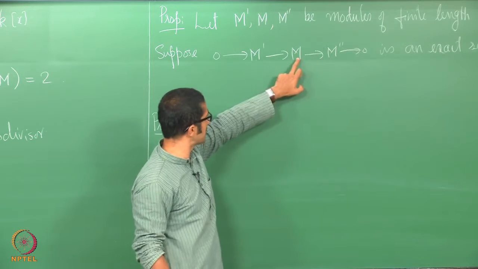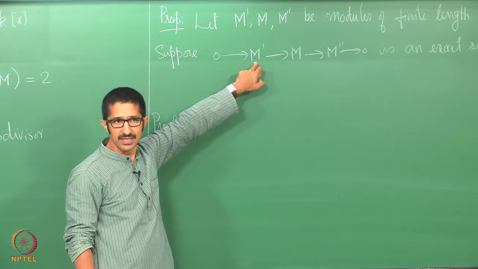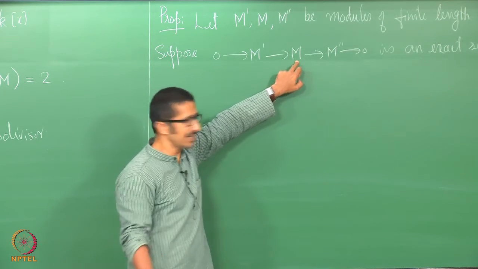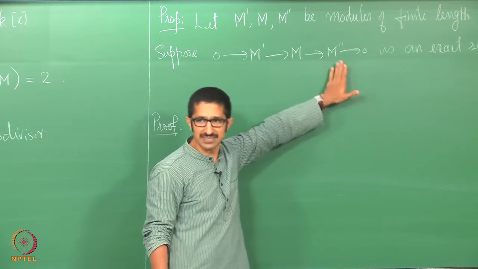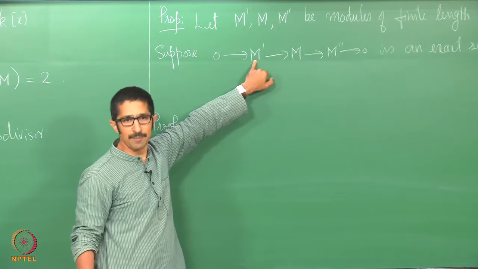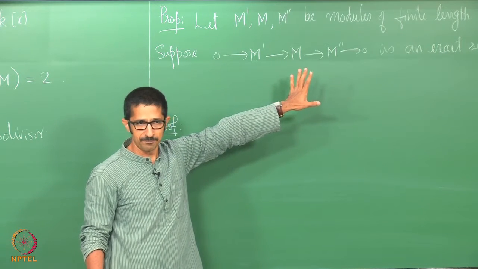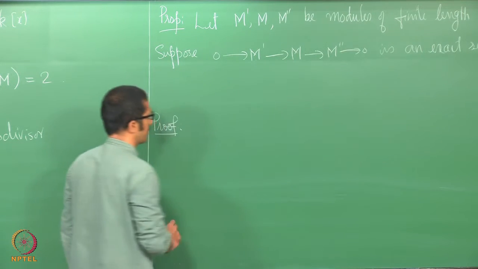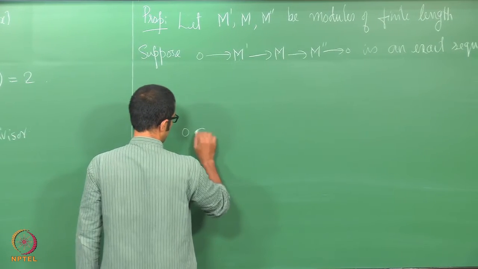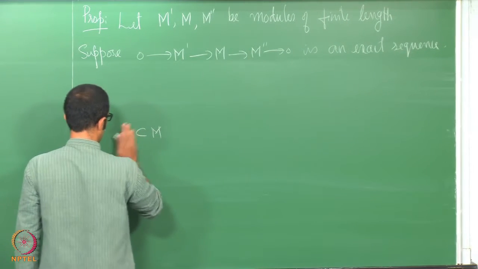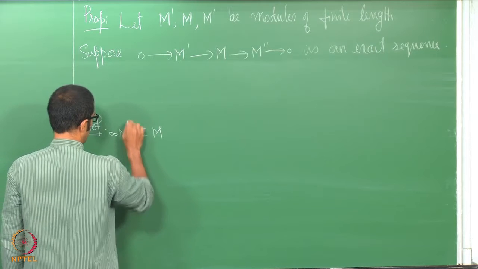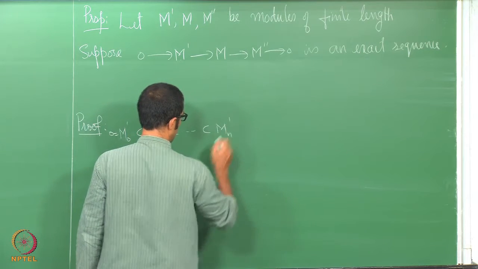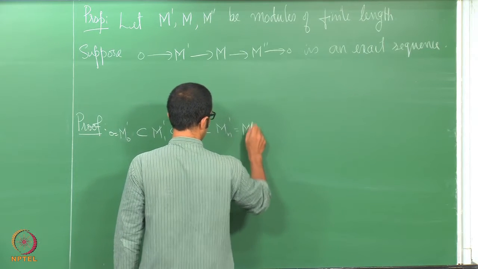Similarly, M double prime is isomorphic to M mod the image of M prime. So I can as well assume that M double prime is indeed M mod M prime, with M prime a submodule of M. Now suppose I have M naught prime contained in M1 prime up to Mn prime. This is M prime.